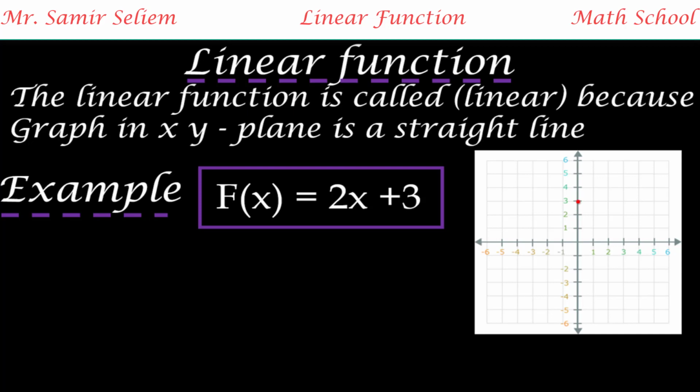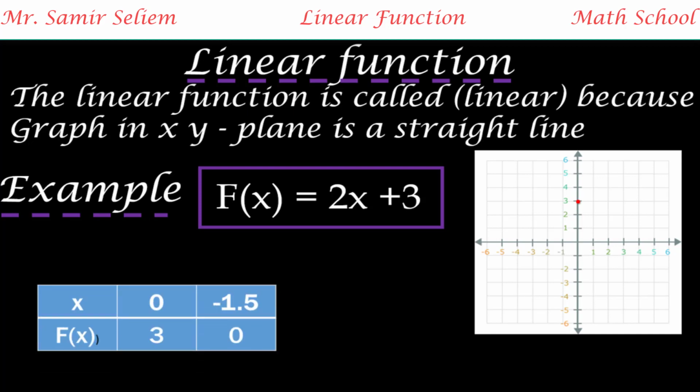So to find the intersection point with the y-axis, put x equals 0. When we put x equals 0 here, f of x equals 3. So f of 0 equals 3. So the first point, with the y-axis, is (0, 3).